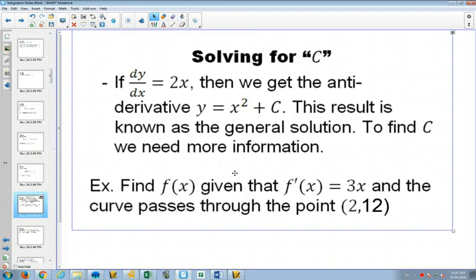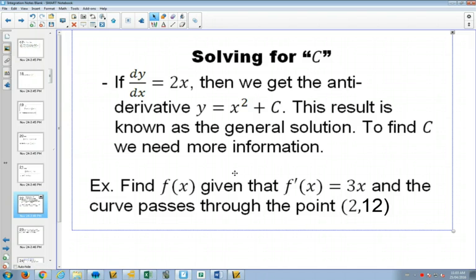So we know that when we do the indefinite integral, we always have to add c because it could be anything at the end. Now, in some situations, we can actually solve for that c. For example, if dy/dx is 2x and we integrate, we get x squared plus c. But in order to find that c, we need another piece of information.